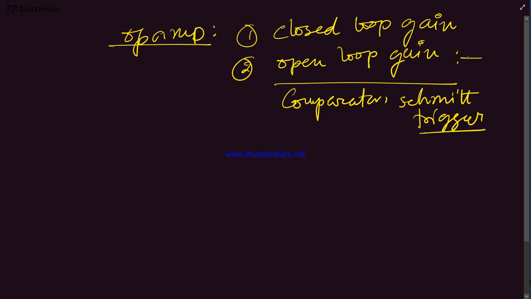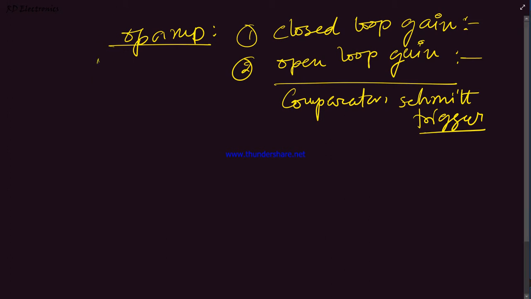Students should remember that in an open loop gain the gain is infinity, and in a closed loop gain the gain is finite and determined by the circuit parameters. The applications of the operational amplifier in a closed loop gain are like inverting, non-inverting, unity gain buffer, summing amplifier, differential amplifier, integrator, differentiator. So different types of circuits are applications of closed loop gain.